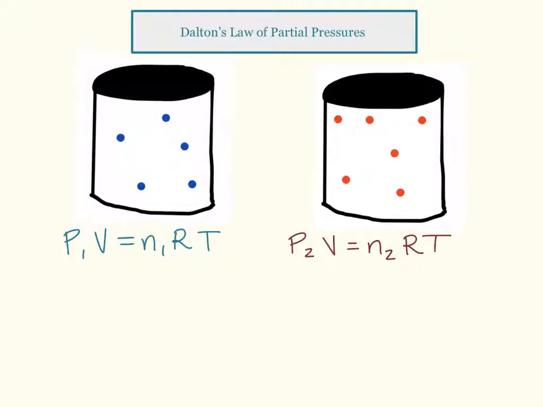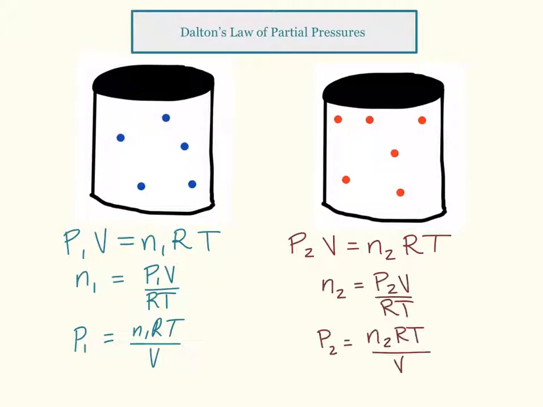If we isolate the moles for our first scenario, we would end up with an expression that is the pressure times the volume divided by the gas constant and the temperature. Or if we were interested in the pressure, we could say that the pressure is equal to the moles times the gas constant times temperature divided by the volume. And the same goes for the red container.